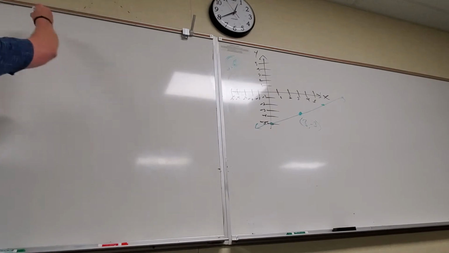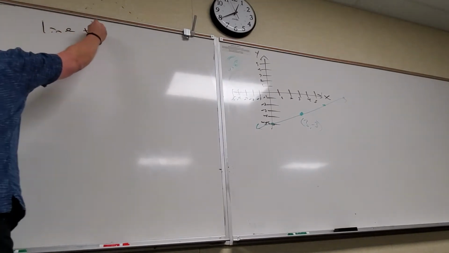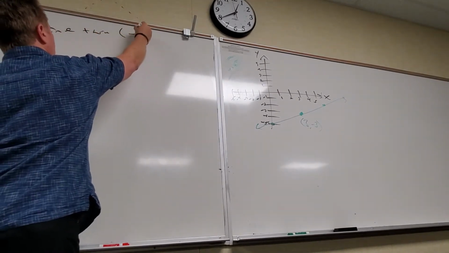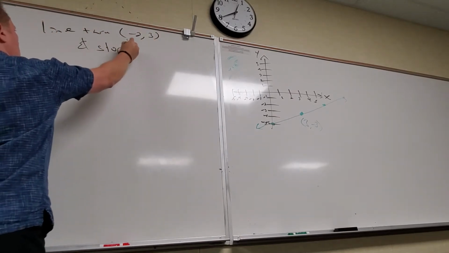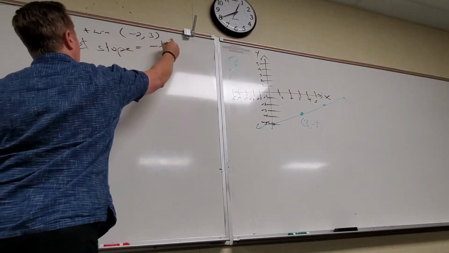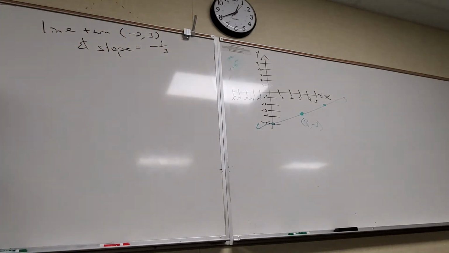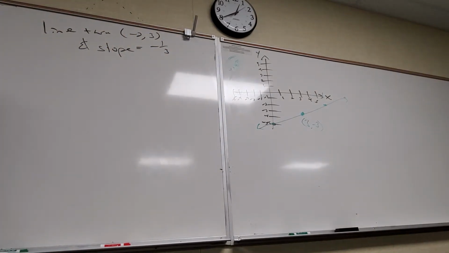So if I said I have a line that goes through, what you got, Jeff? Negative 2, 3, and has a slope of negative 1/3. Plot the line. You could do it. Plot that line. I could plot that line in 3 points.